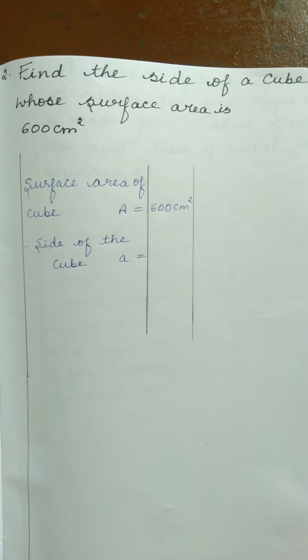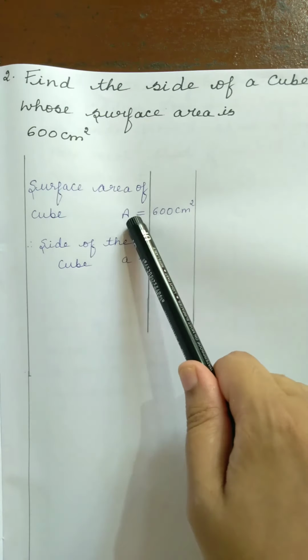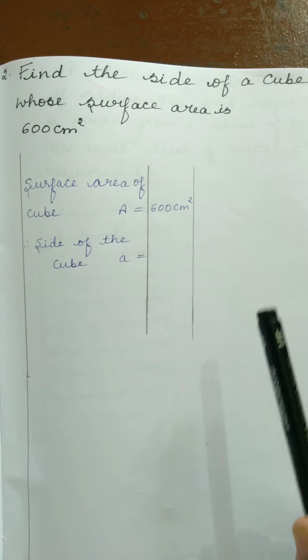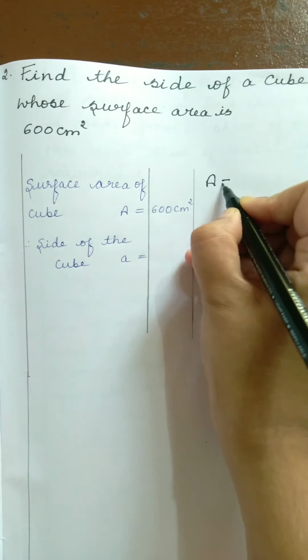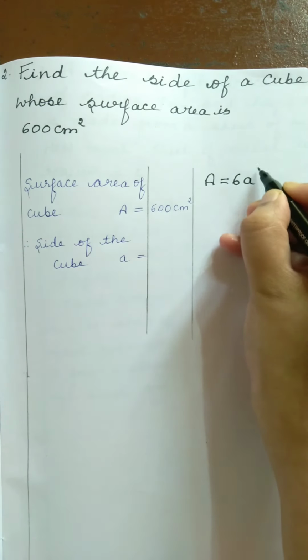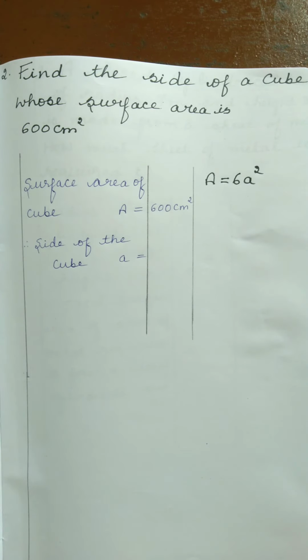Next, second question. Find the side of a cube whose surface area is 600 centimeter square. What is given? Surface area of the cube, that is A, equal to 600 centimeter square. What we have to find out? We have to find out the side of a cube, that is equal to a. We know the formula for the surface area of a cube, that is A is equal to 6a square, where a represents the side of the cube. So we need to find out the side of the cube now.